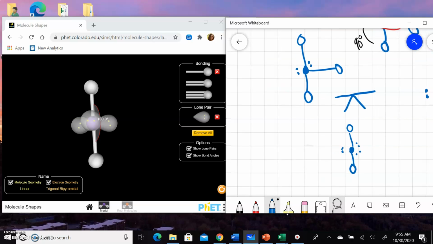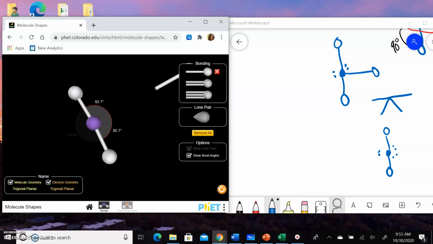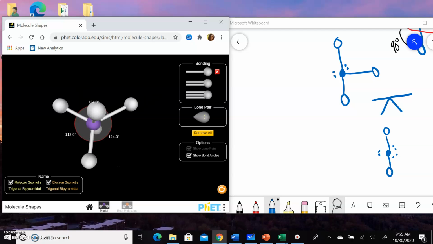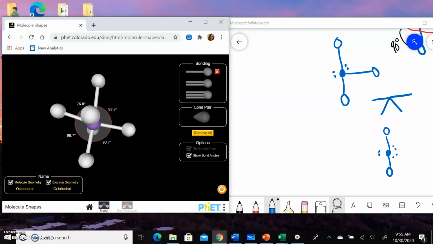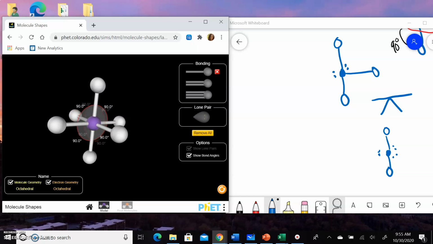All right, and then our last type of shape is if we have 6 total atoms. So let me take off these. 2, 3, 4, 5, 6, or 6 total outside atoms. And this one is a very symmetrical shape. So it's 90 degrees all the way around. From every single silver atom to the one closest to it is going to be 90 degrees. And this is called octahedral.